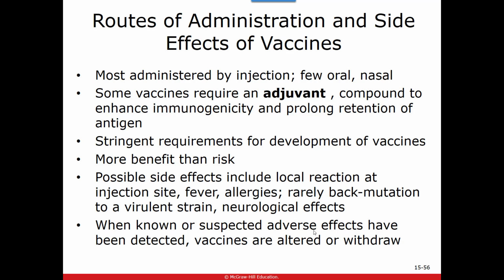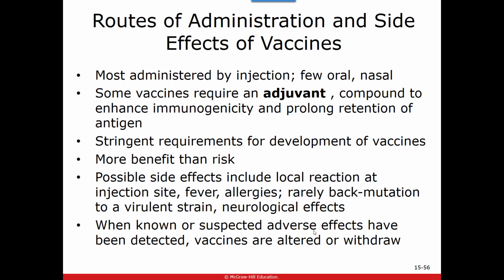Now, there's a lot of stringent requirements for developing vaccines. I know we are pushing through to develop a COVID vaccine, but there are some very stringent requirements for us to develop any kind of vaccine. We want to make sure there is more benefit than risk factors, because there are side effects for some vaccines. A lot of times there's a reaction at the injection site. Some people will get a fever. Again, your immune system is at work, and so having a fever is not uncommon with any kind of vaccine.